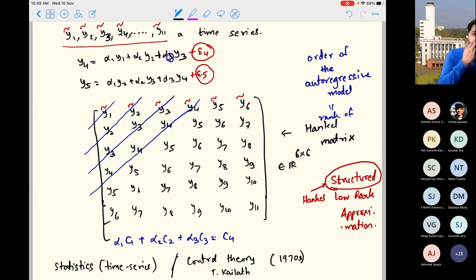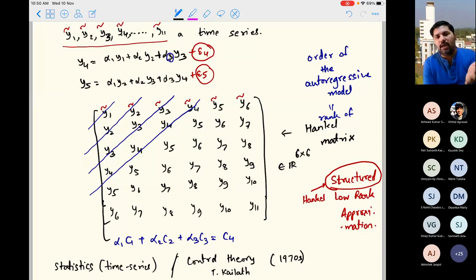The third area, of course, is probably done in detail by Professor Adhay, which is principal component analysis. Principal component analysis is another approach where low rank approximation of matrices is important. Okay, so these are the 3 important areas in which low rank approximation of matrices is important. I wanted to draw your attention towards these 3 application areas.